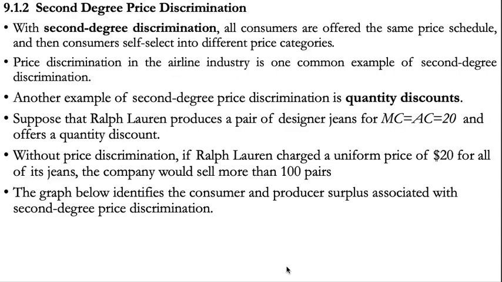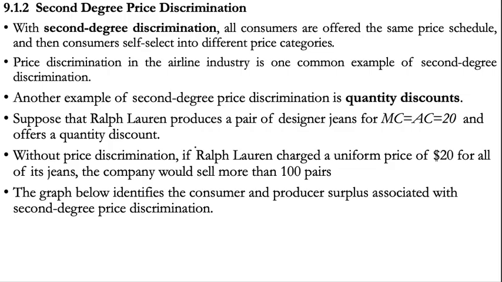Okay, the second degree price discrimination. I'm sure you have heard of the second type of price discrimination. In intermediate microeconomics too, it has been explained thoroughly using certain examples. But here we want to look into the details of this second type of price discrimination. With second degree discrimination, we can say that all consumers are offered the same price schedule, and then consumers self-select into different price categories. Another name for second degree price discrimination is block pricing.